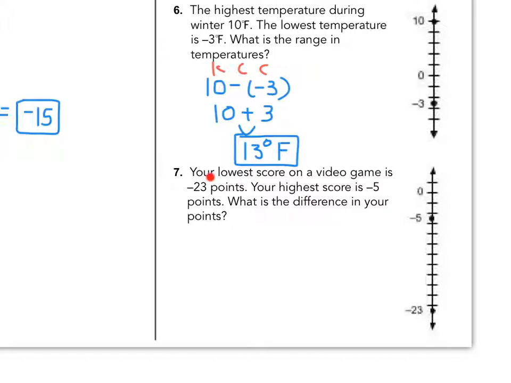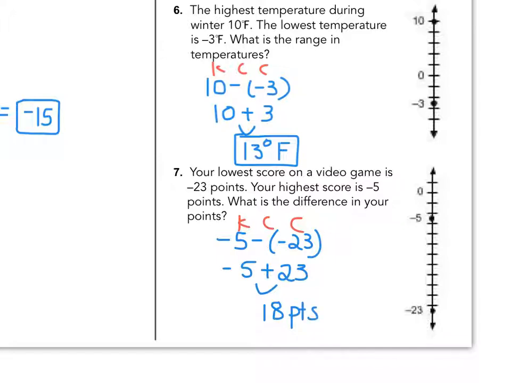So you're going to take your highest score, right? It's the highest minus the lowest. And we're going to write here negative 5 minus negative 23. Okay. And now we can write keep, change, change. So then we have negative 5 plus, and the negative 23 becomes positive 23. And now our adding rules says, okay, if they're different signs, find the difference. So 23 minus 5 is 18. Okay, and then the bigger number is positive, and then we're going to label it 18 points.